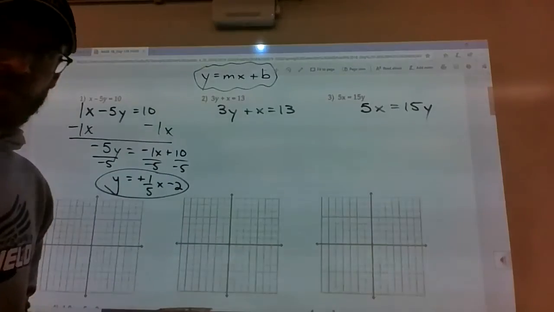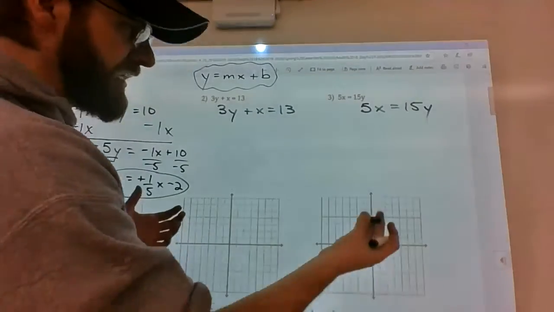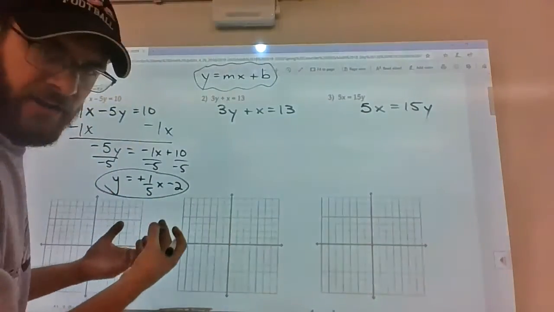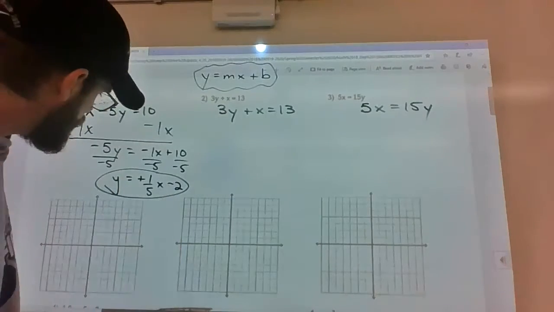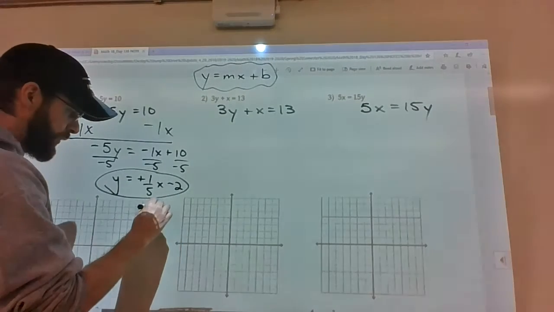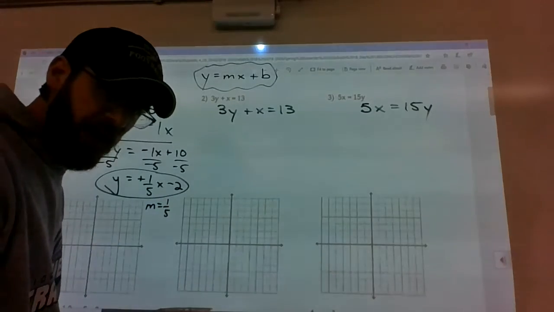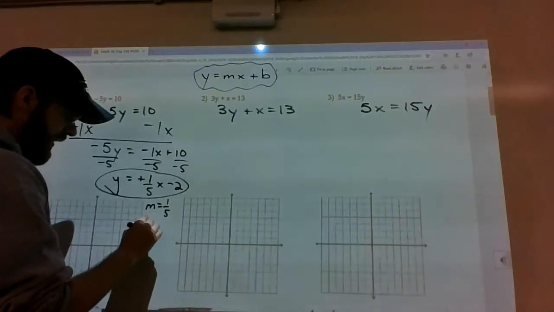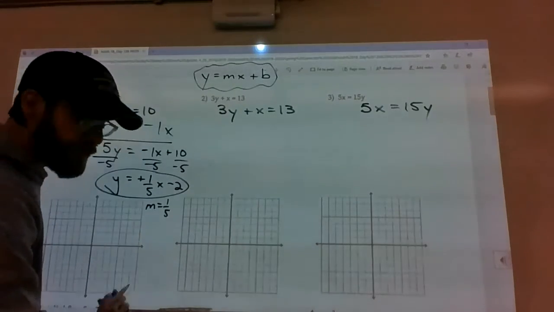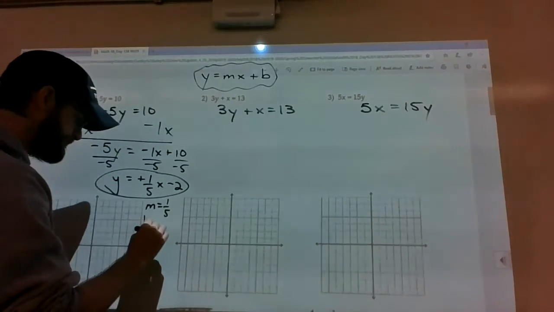So there's the connection between yesterday's and how to work through today's stuff. You now know that m is equal to 1/5 or negative 1 over negative 5. And then our b value, our starting point, is negative 2.